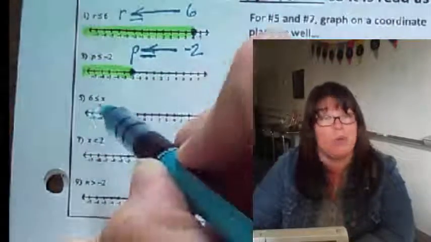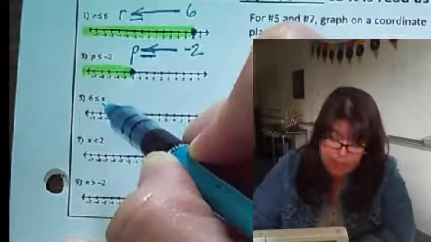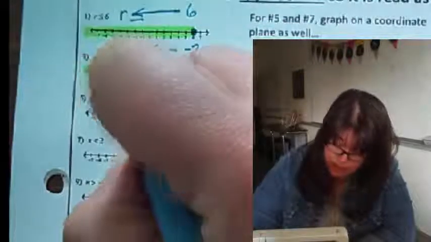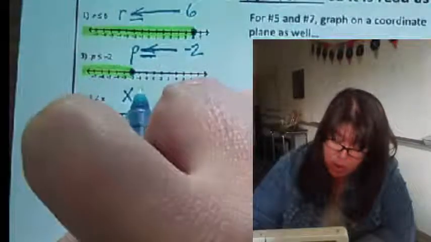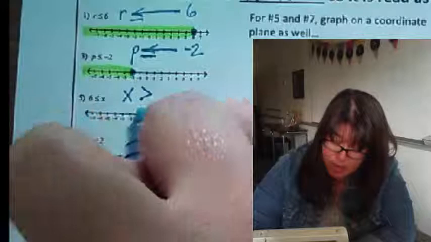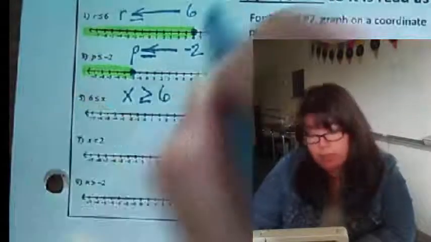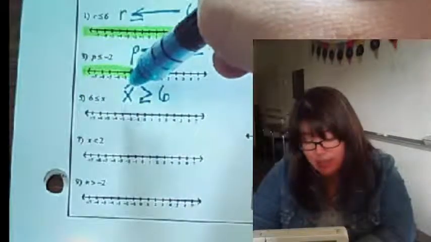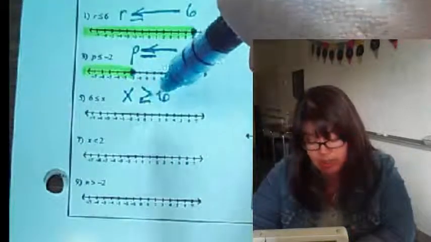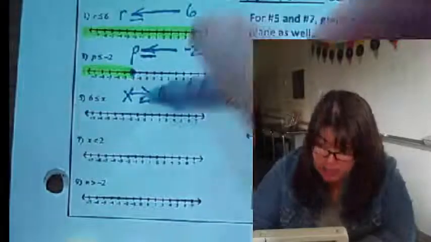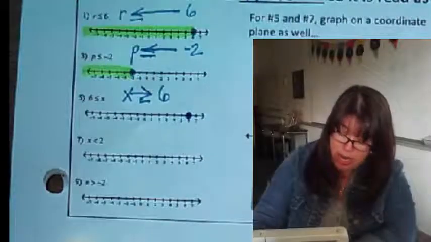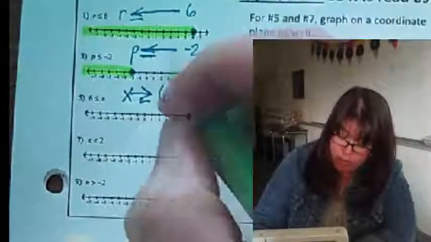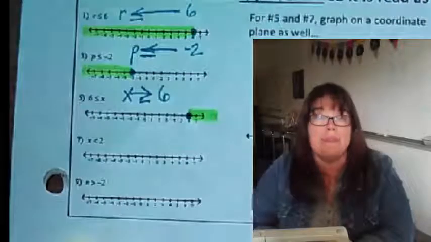Uh-oh, this one's backwards. The number comes first, so I'm going to have to rewrite it. I'm going to do x first. Now this has the open side close to the x, so I'm going to keep the open side close to the x. It's equal to, and 6. So this will read x is greater than or equal to 6. And if I turn this into an arrow, it tells me which direction to shade. So at 6, I'm going to do a closed circle because it has the equal sign. And then I'm going to shade this way. So starting at my point, going this way. And that's how I shade it.